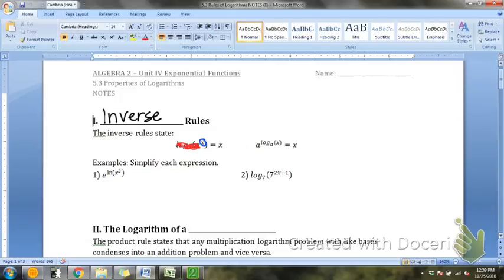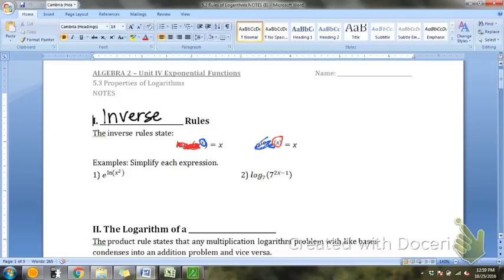Then, same rule, if you have a base and you raise it to an exponent that's the same, do you see we have a raised to log base a? If it's a raised to log base a, they cancel each other out. They're inverses of each other. And you're just left with x.